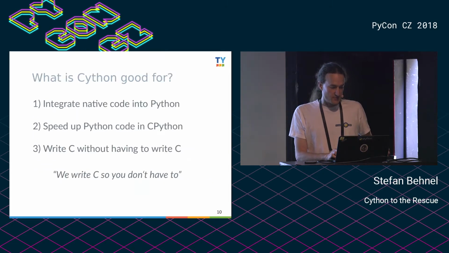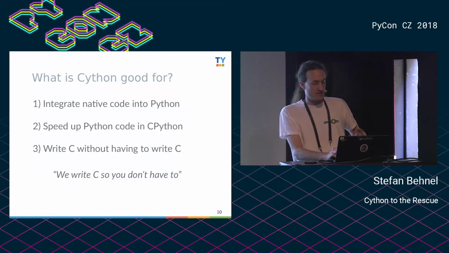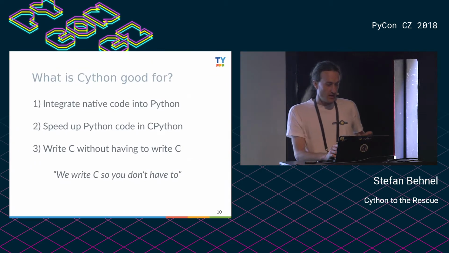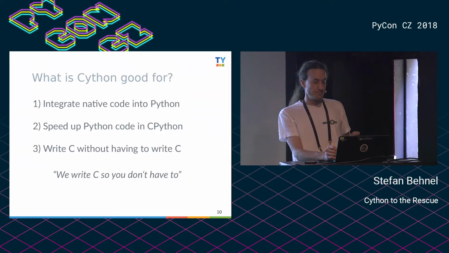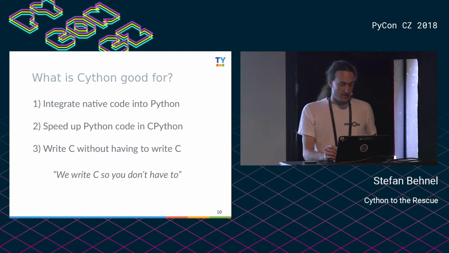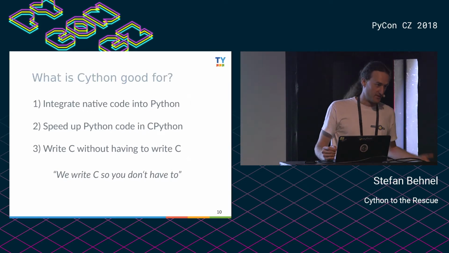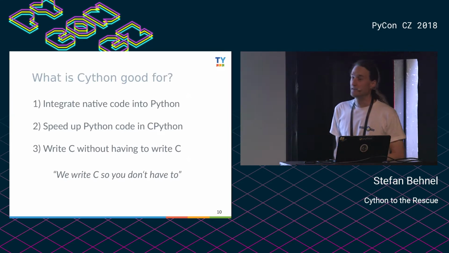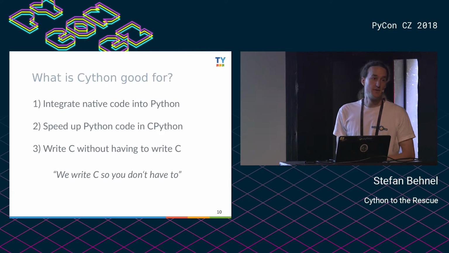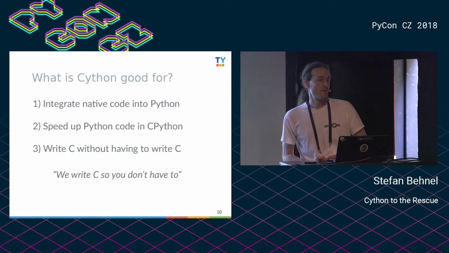So what is Cython good for? Well, as I said, it integrates native code into Python. That's one of the use cases. Many people use it to speed up Python code in CPython. And some people use it to write C without having to write C. Okay? It's actually very common, especially in the scientific Python community, where many people are not trained programmers.